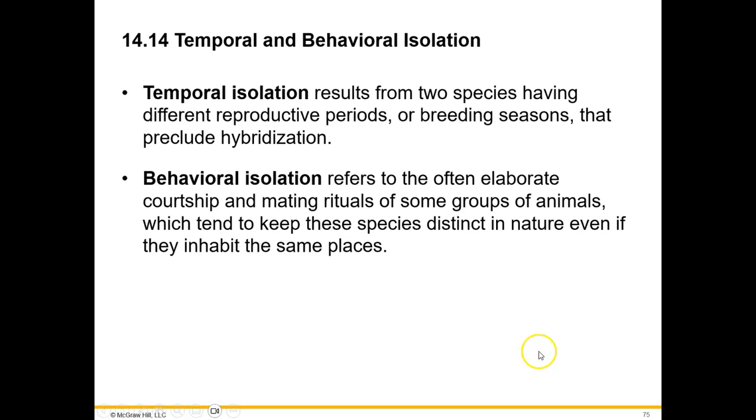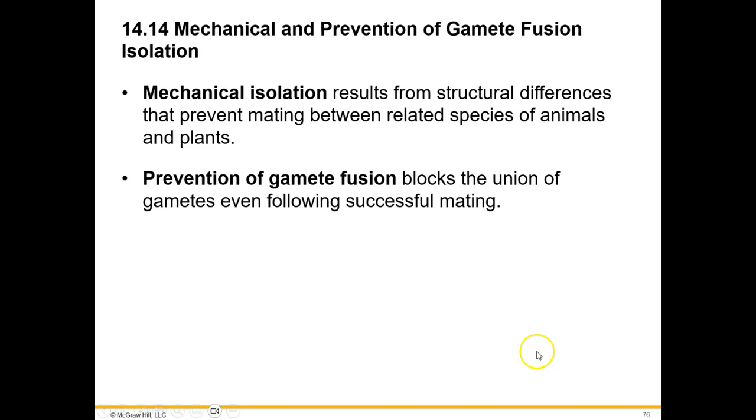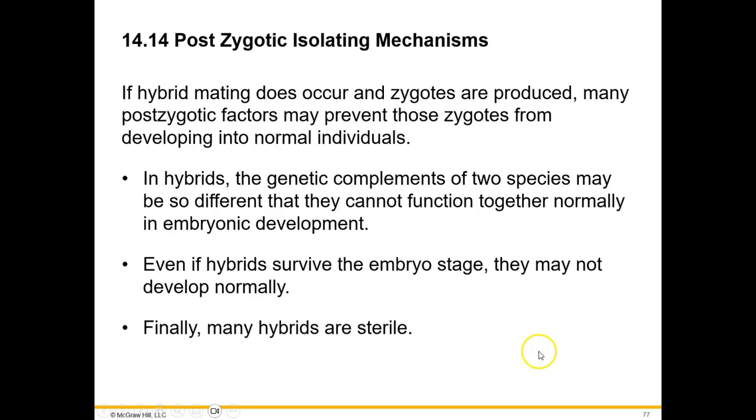Let's see. So yeah, we've got our temporal isolation and behavioral isolation. You can come back for these slides of the descriptions. They're basically the same thing we went over in that first table. But when we talk about our post-zygotic isolating mechanisms, it basically means if hybrid mating does occur and the zygotes are produced, a lot of those post-zygotic factors are going to prevent the zygotes from developing into normal individuals.